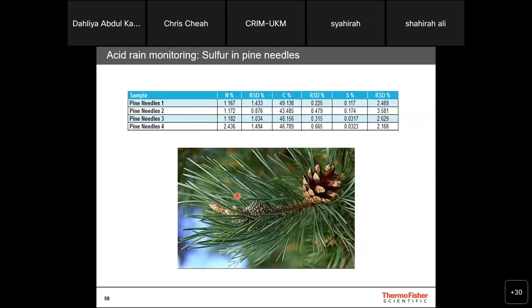The same thing can be done to monitor acid rain. For acid rain, if you monitor CHN, it doesn't have much meaning. Rather, we will monitor sulfur content. So you look at this particular column on sulfur percentage. A particular sample from the third zone and fourth zone may have less acid rain because the amount is about 30 ppm compared to 0.1%. 1% is equivalent to 10,000 ppm, so this is about 1,000 ppm. So this is used as environmental monitoring.